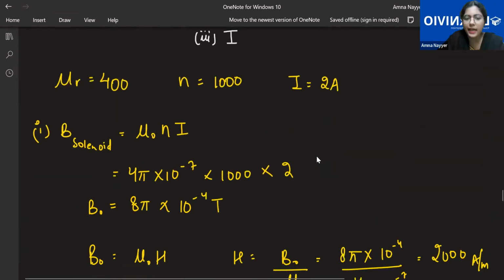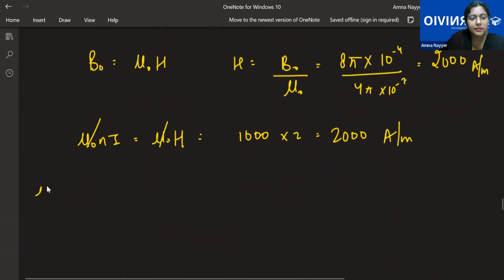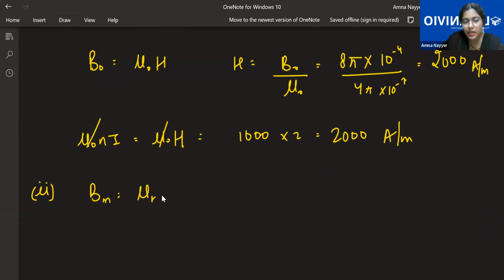Second part says the net magnetic field. Net magnetic field means magnetic field due to both the medium. So for the medium's magnetic field, you can use mu R into H. We write it as B M equal to mu M into H. We know the permeability for a different material can be written as relative permeability multiplied to the permeability of air. So B M can be calculated using this. We can put this as mu naught into mu R into H.